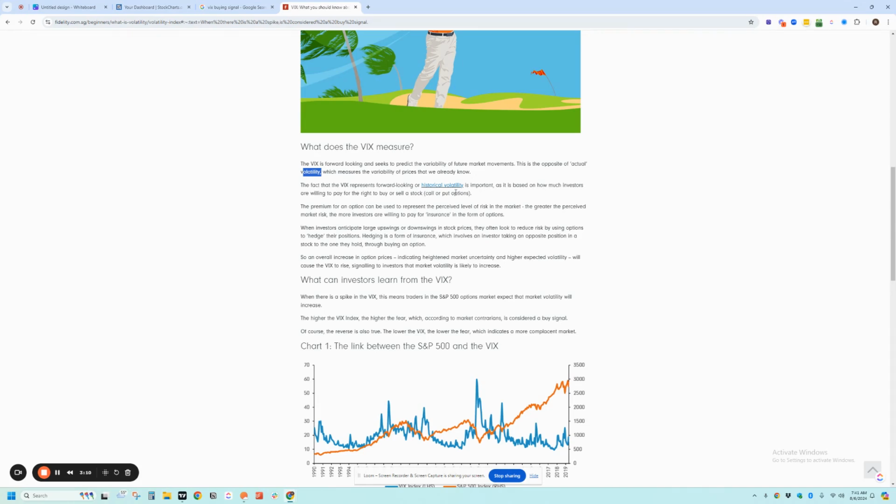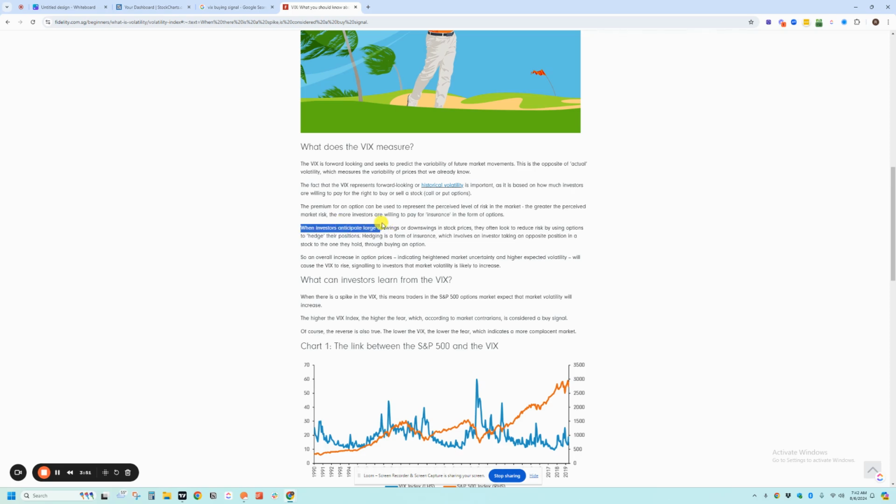The fact that the VIX represents forward-looking rather than historical volatility is important, as it is based on how much investors are willing to pay for the right to buy or sell a stock. The premium of an option can be used to represent the perceived level of risk in the market. The greater the perceived market risk, the more investors are willing to pay for insurance in the form of options. We can talk about this point in a little bit. So think of options premium and VIX as if there's a higher chance of market risk, then investors are willing to pay for a larger insurance from a put premium, like buying a put to protect a position.